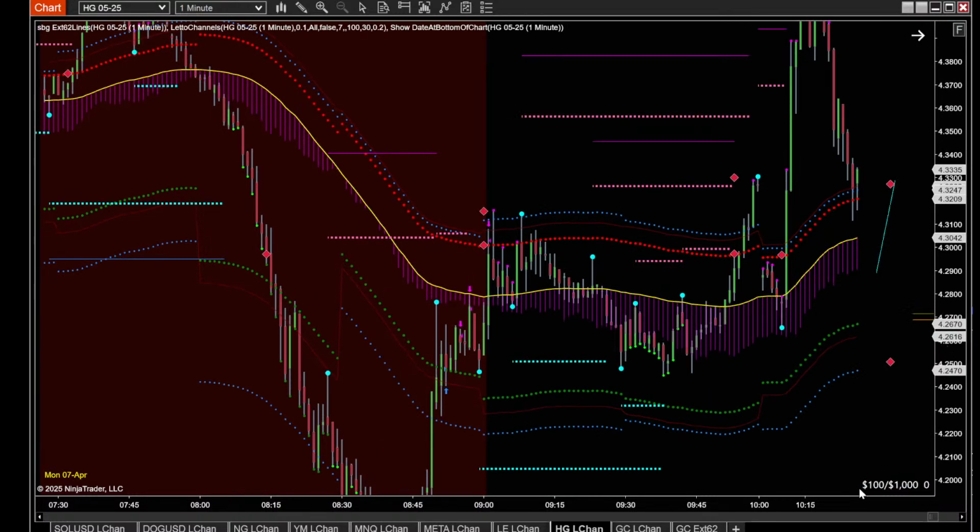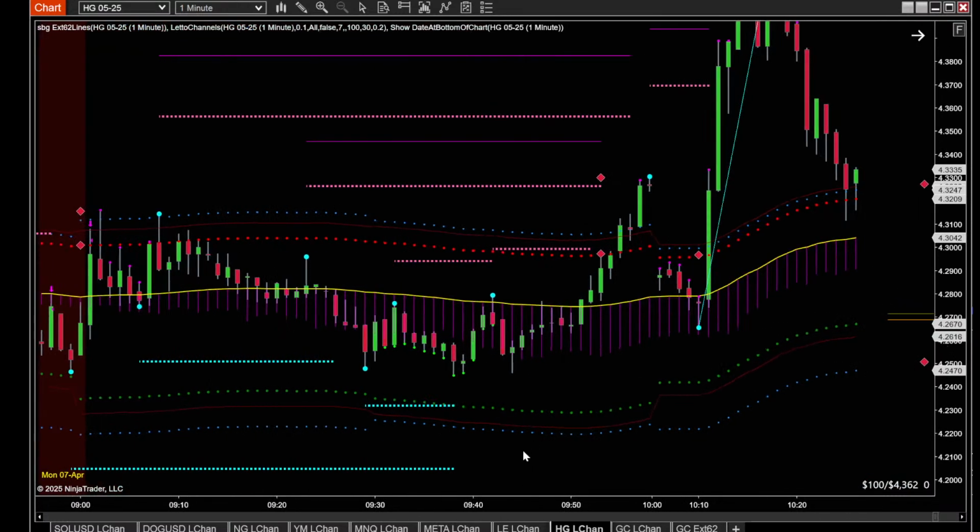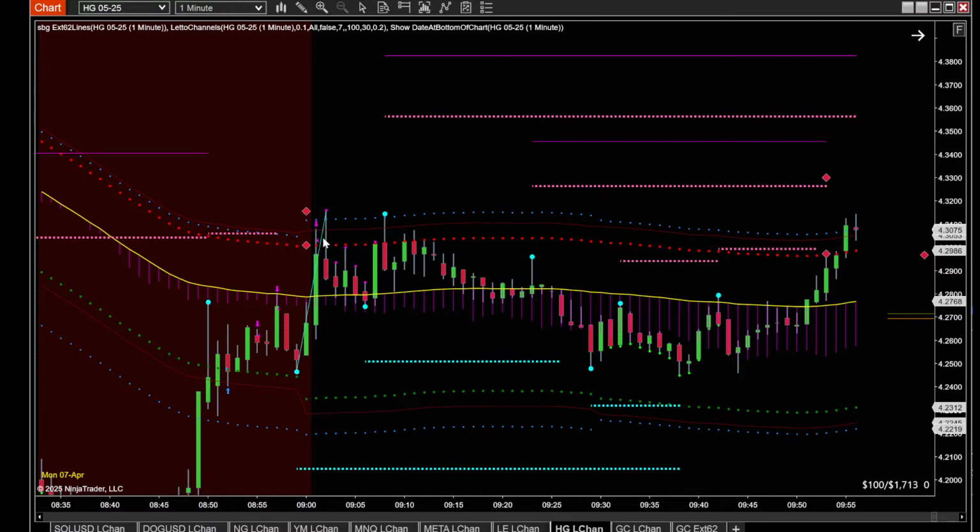Another trade occurred shortly after that. Let's zoom in a little bit. Here we are in overbought area, right? We're above the red dots. We start seeing our red diamonds appearing, and we get a bottom put in. So we're going to go short when price breaks below that blue dot. Well, price breaks below that blue dot all the way over here.